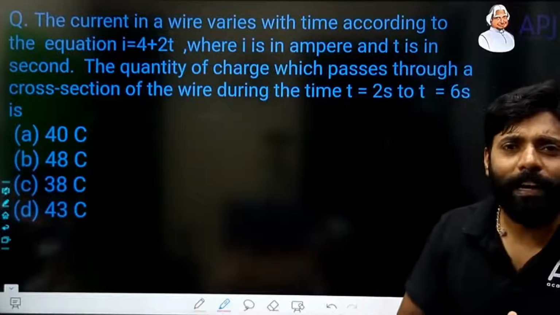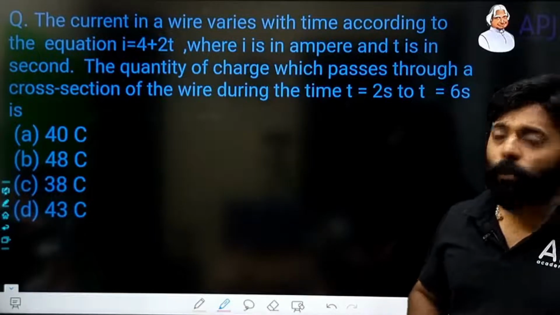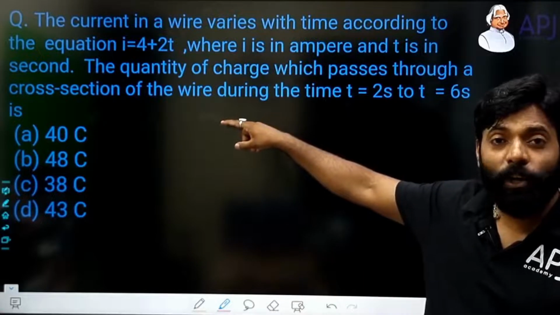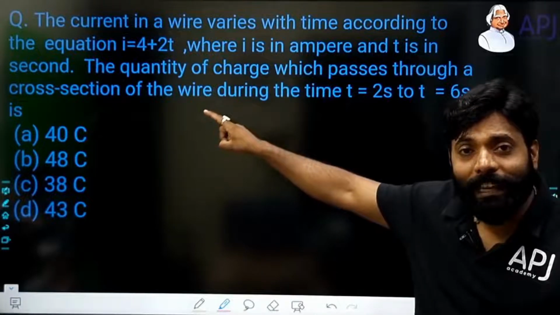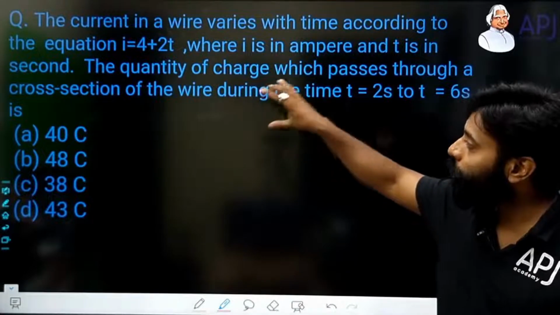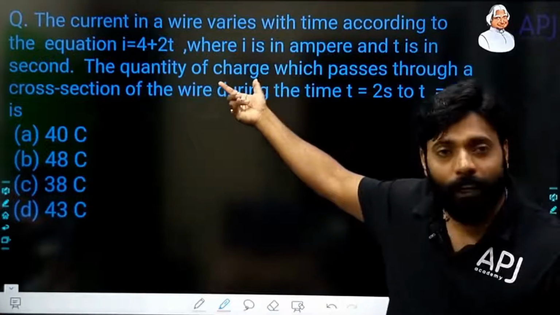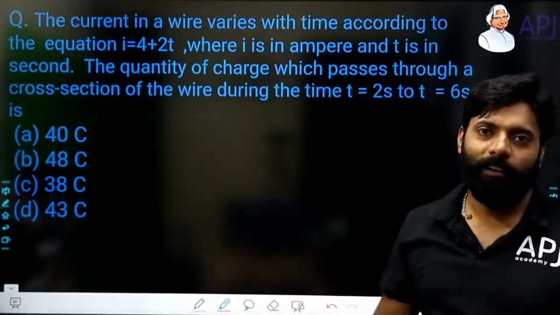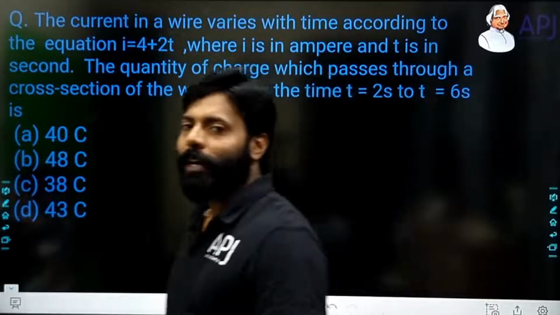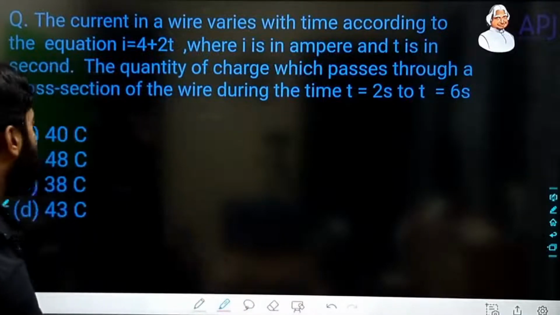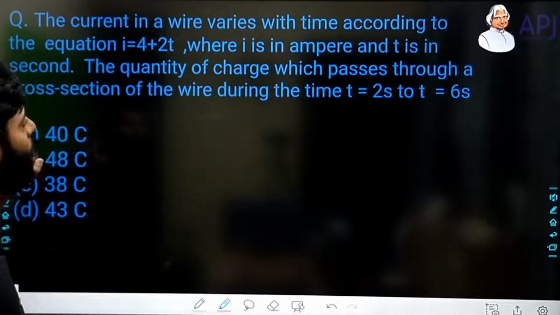This question is also very important. So here what is given to us is we are provided with the equation of I, and we have to find out what will be the quantity of charge which is flowing. So this is the opposite of what we were doing earlier. So let's see how we are going to approach it.